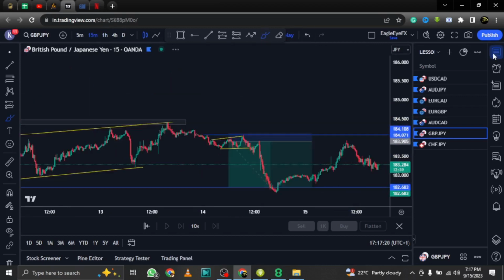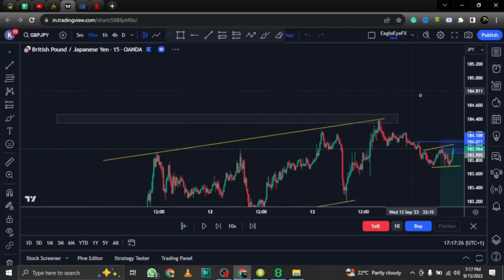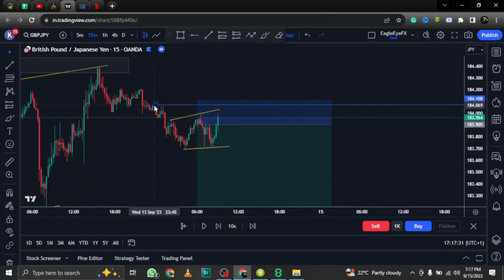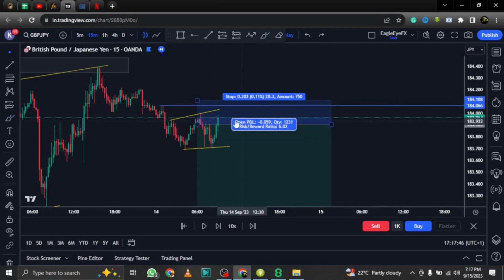So on the 15 minutes time frame, I want to show you what I saw. There was this level over here. We had our first touch, we had our second touch. So I knew the market would come and give me a third touch before it goes down. So what I did is that I waited for it to move to this level.